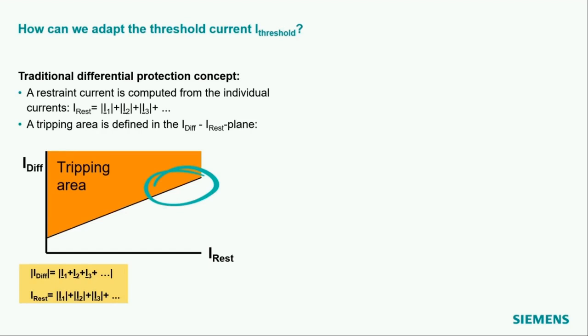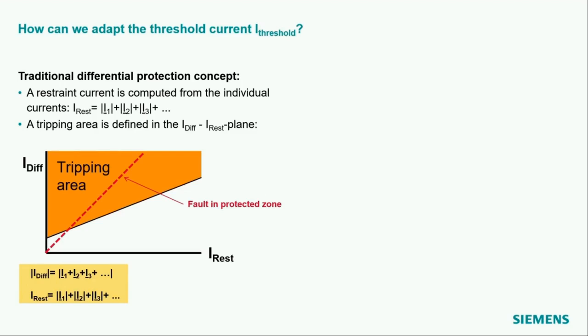characteristic. If we have a fault in the protected zone, then the differential current is equal to the restraint current. Then we are on this red dashed line. That is the fault in the protected zone.